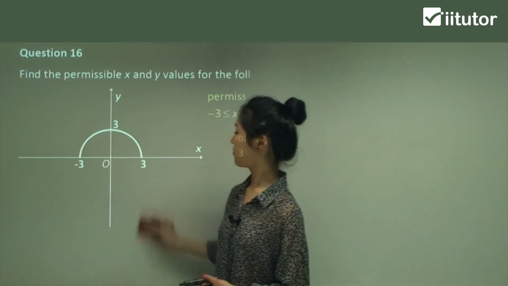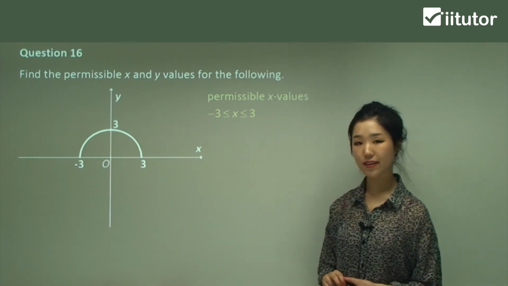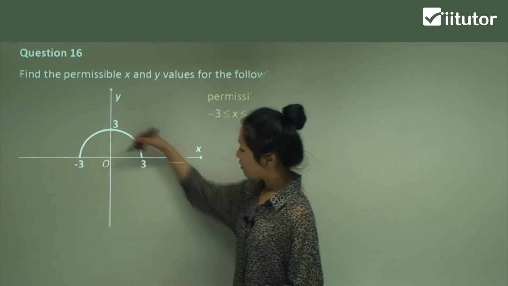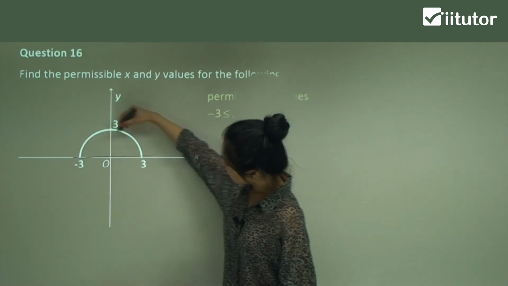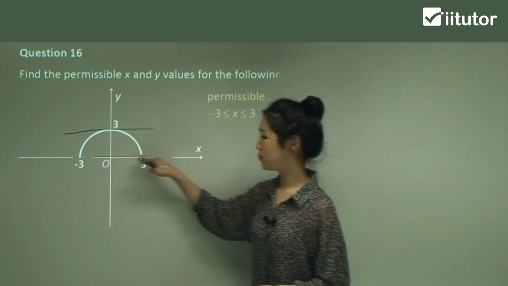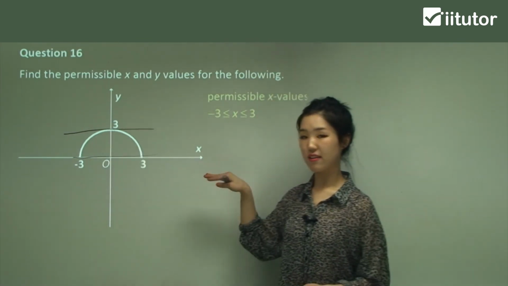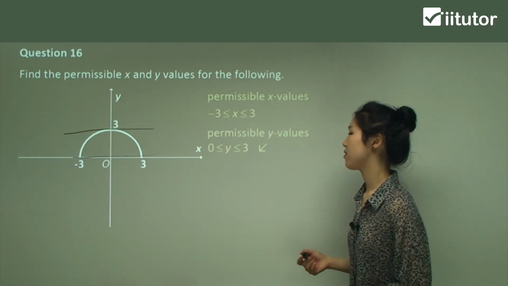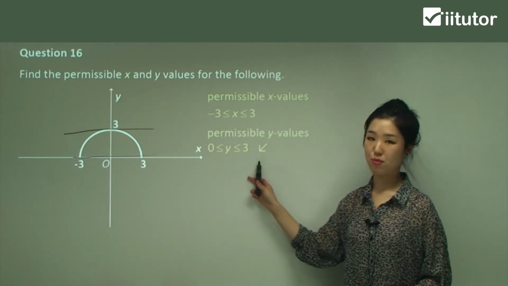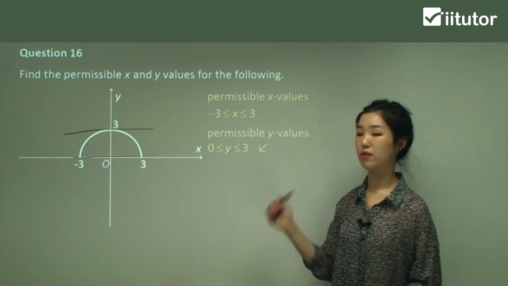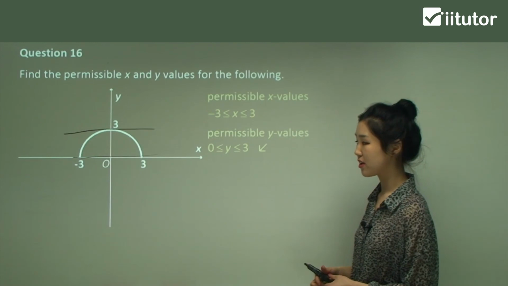This one's easy. Now what about the permissible y values? Well, we'll only look at the y-axis for this one. The graph starts from here to here. This point is on the x-axis, which means it's 0, and this point is 3, so therefore the y values would be between 0 and 3, also including them. So y is greater than or equal to 0 and less than or equal to 3. Okay, must be including those two points.